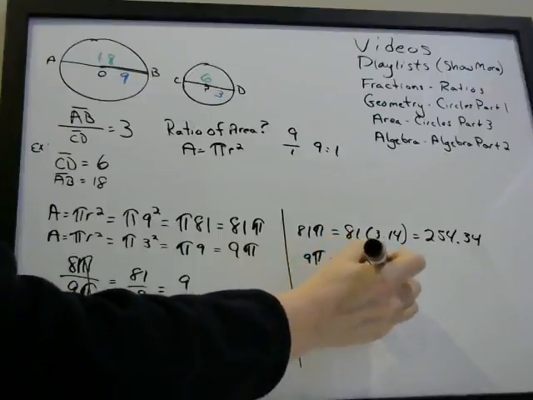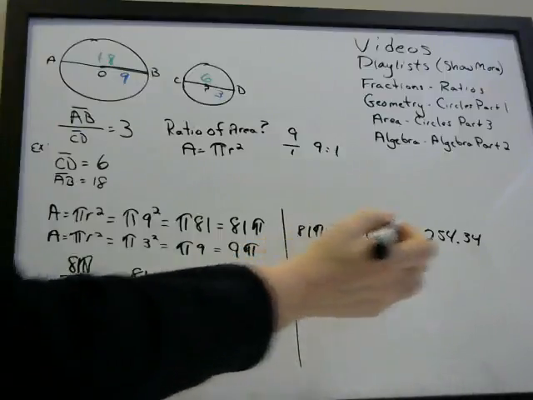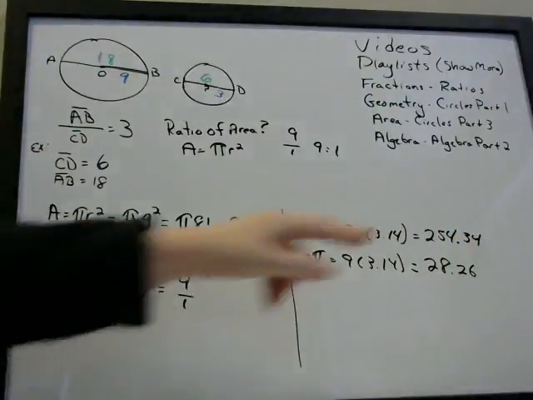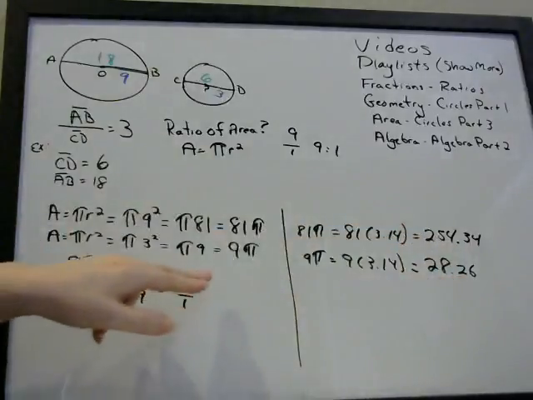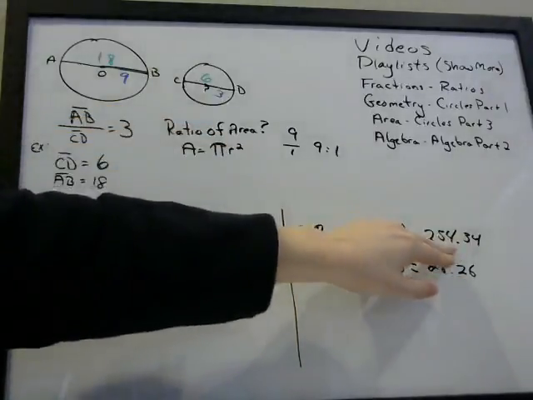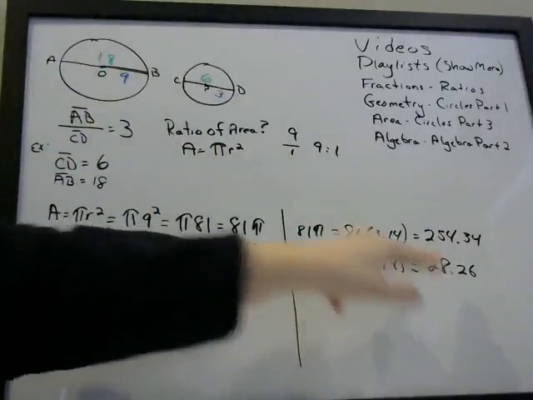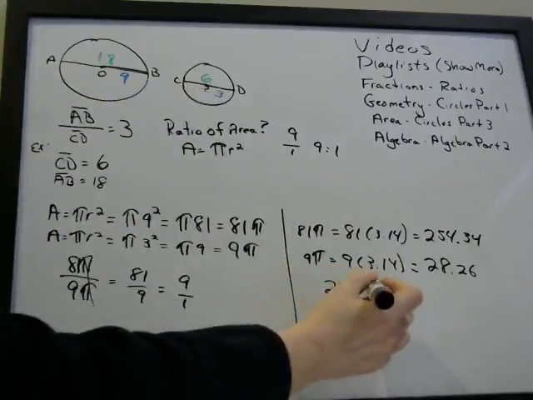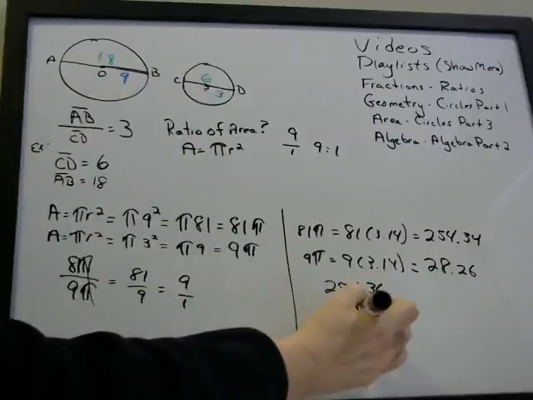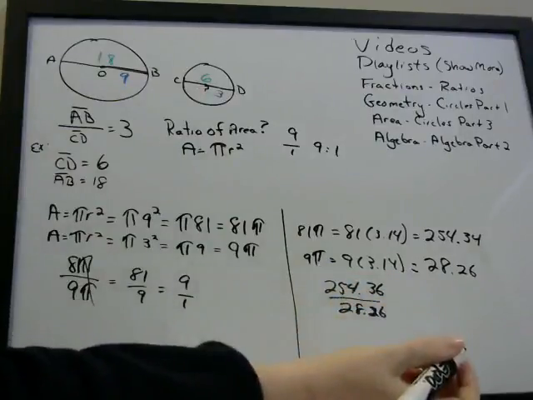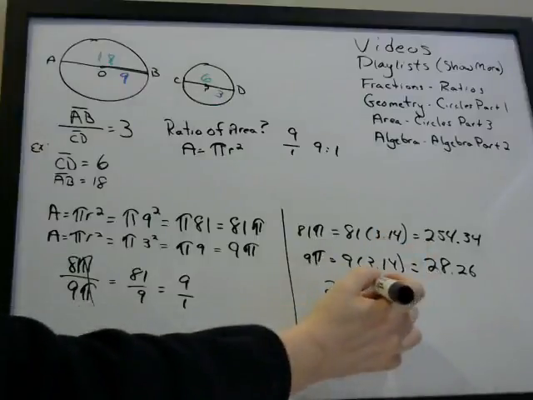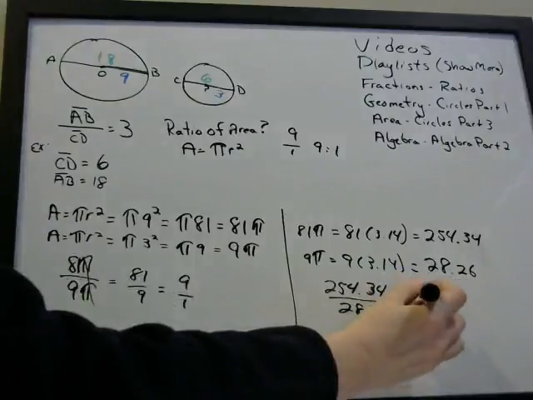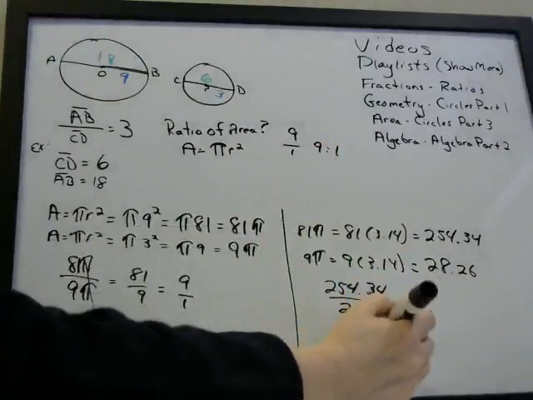9 pi, 9 times 3.14 is 28.26. So now we actually have numbers. So again, we want the ratio. This is the area of this circle. That's the area of this circle. And so to get the ratio, put them in a fractional form. And then you just reduce them, and you're going to get 9 over 1, or 9 to 1.